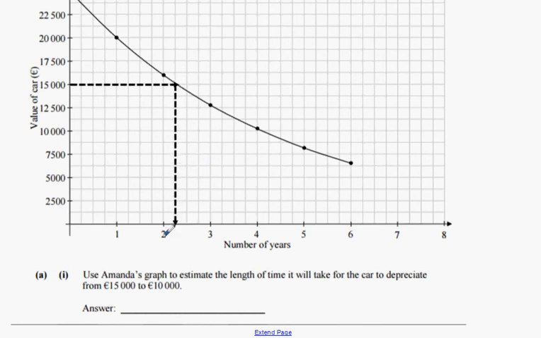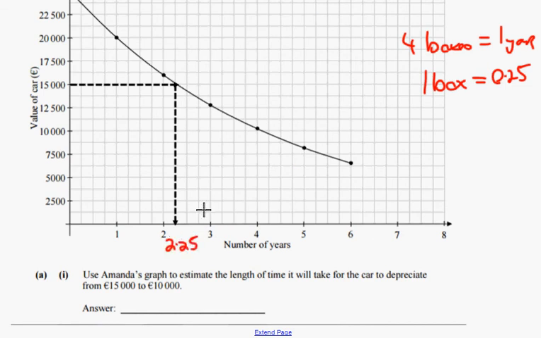15,000 is at, you reckon, 2.25 years? How do I get that? There's 4 boxes for 1 year. Does everybody see that? 4 boxes for 1 year, which means that 1 box will be equal to, divide both sides by 4, 0.25 of a year. So that means 2.25 for that one there. What about the next one, 10,000 euro? And straight down, is that 4 years? Or just after it, 4.1ish? I'll just go with 4. Take them away from each other and what do you get?